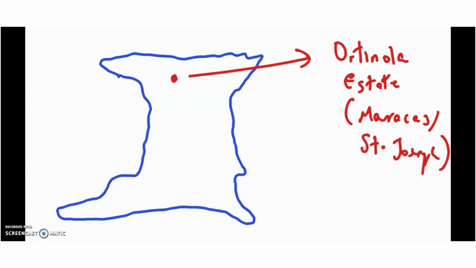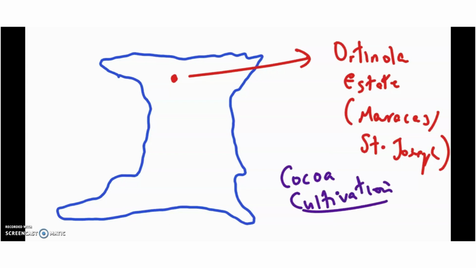So this area is the Ortinola Estate, Maracas, St. Joseph specifically, and it is associated with cocoa cultivation. All right, okay, keep that in mind for me, please.